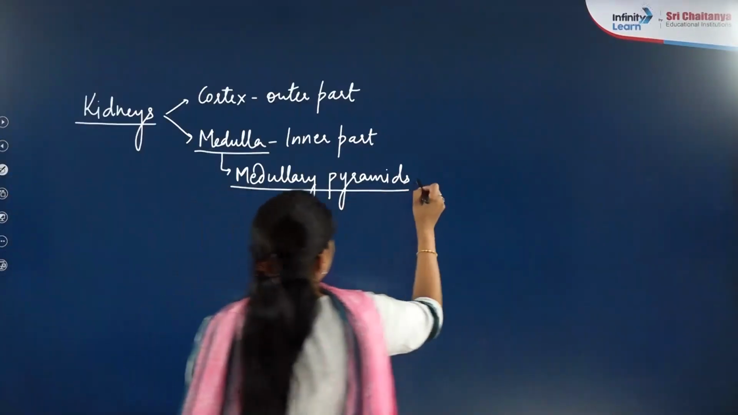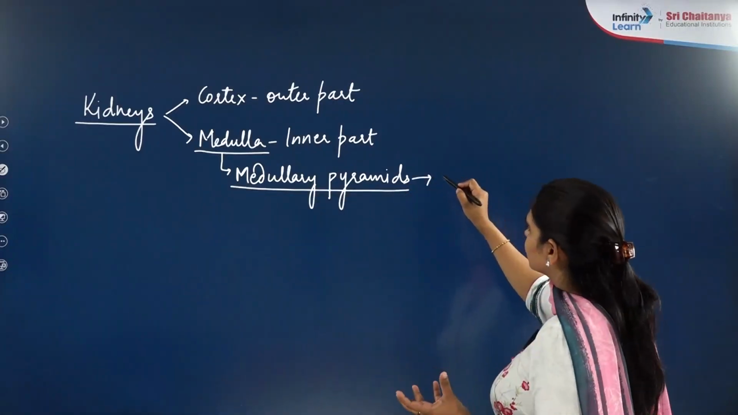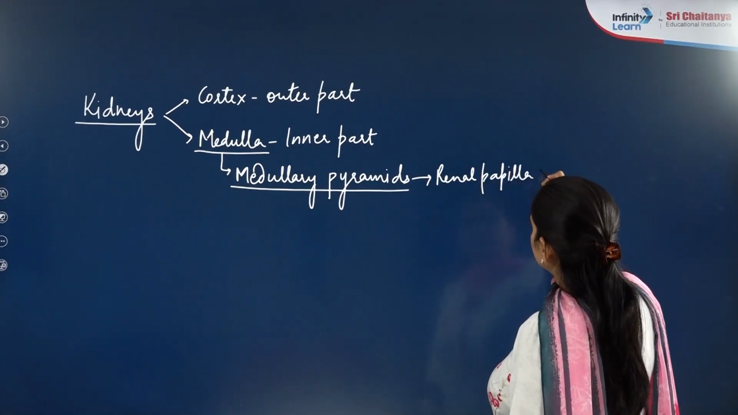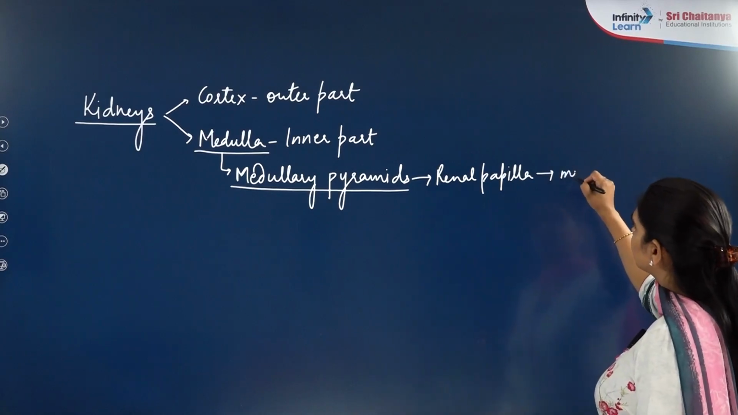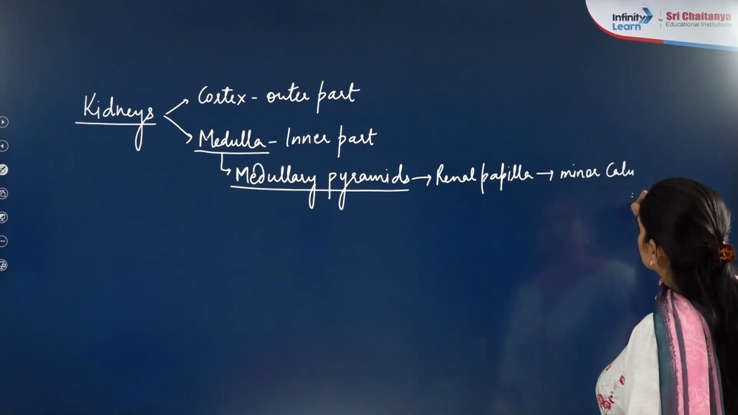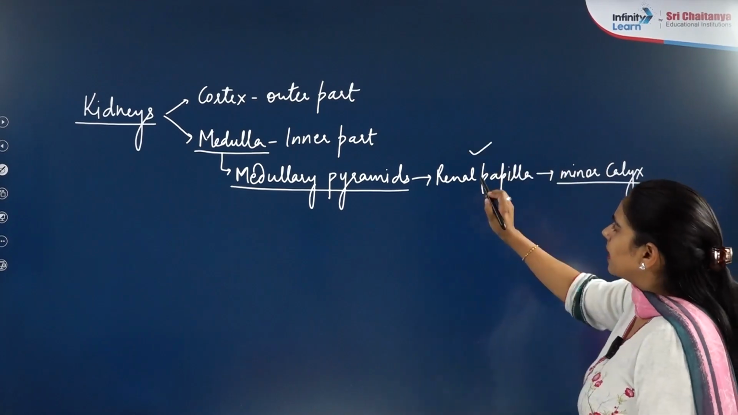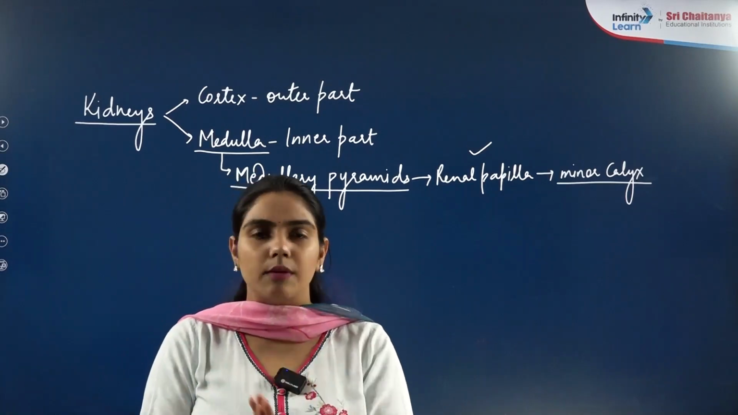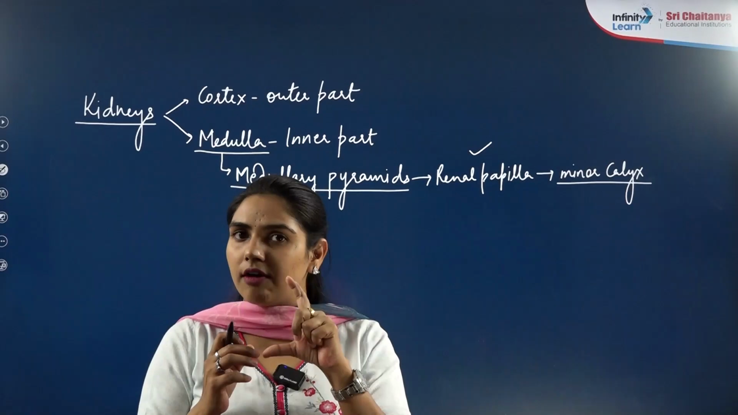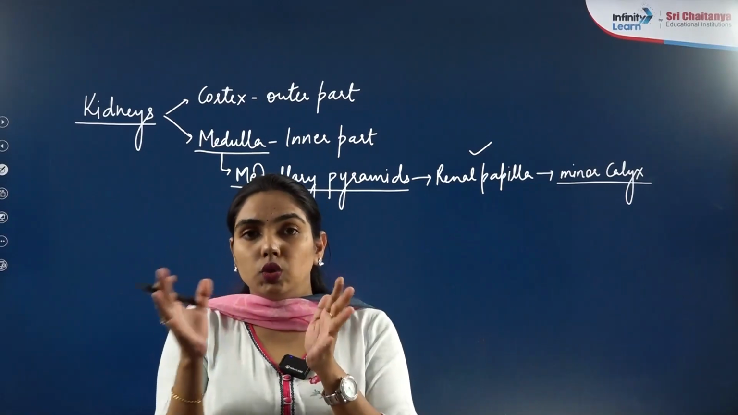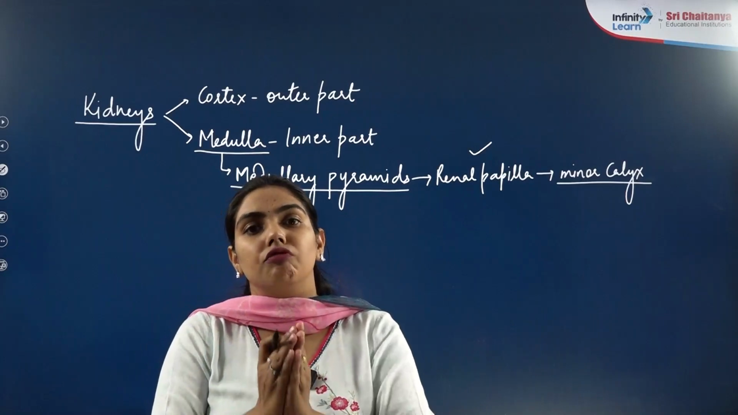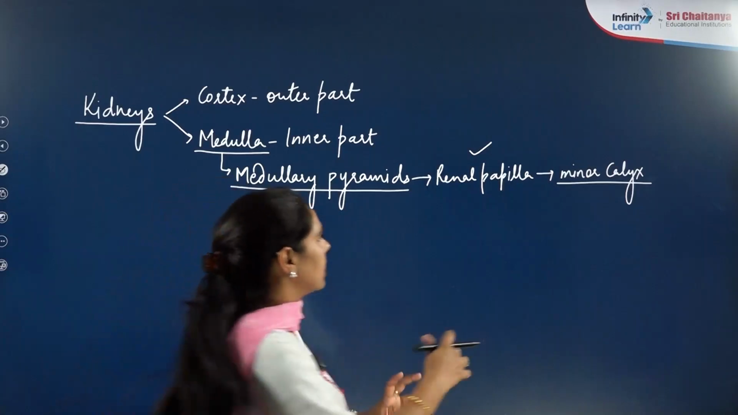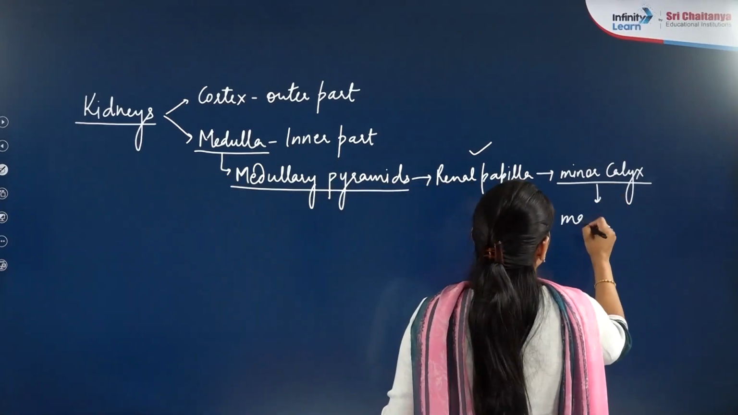So medullary pyramids have a conical base that is known as renal papilla. And this renal papilla will be opening into the minor calyx. It's not like only one renal papilla will be opening into the minor calyx. Every medullary pyramid will have one renal papilla. Then 2 to 3 renal papillae will be opening into one minor calyx. Then again the same thing will happen, 2 to 3 minor calyces will be opening into one major calyx.